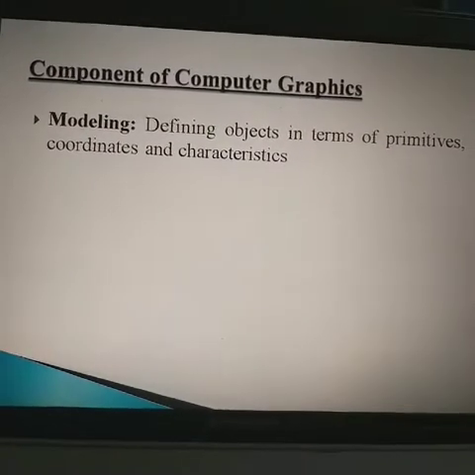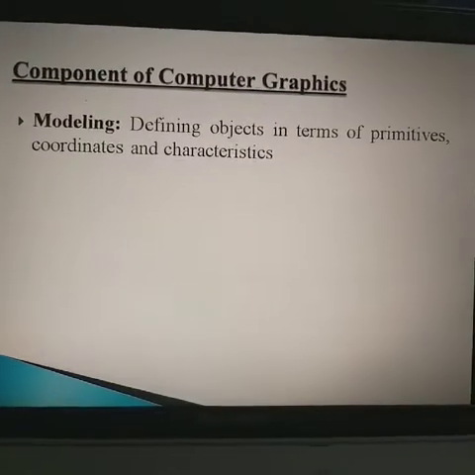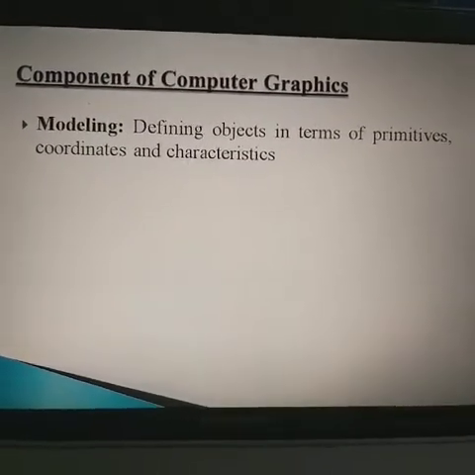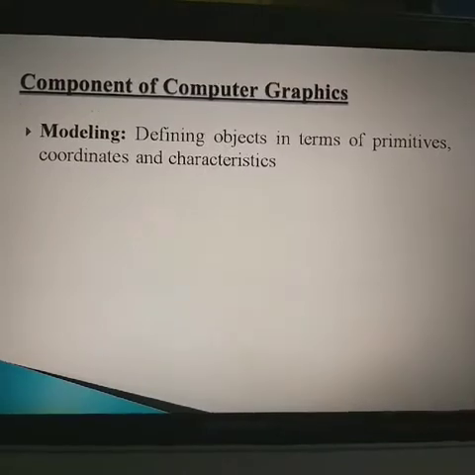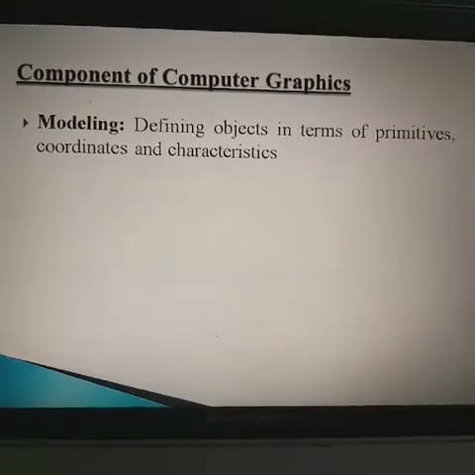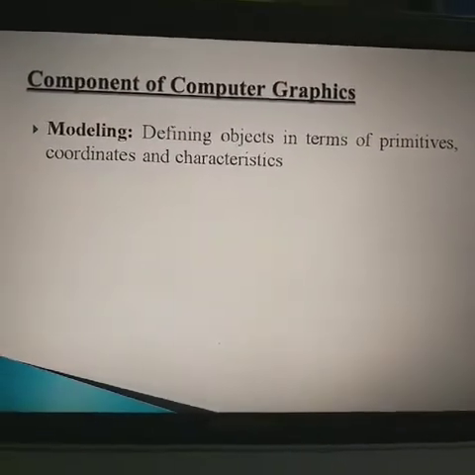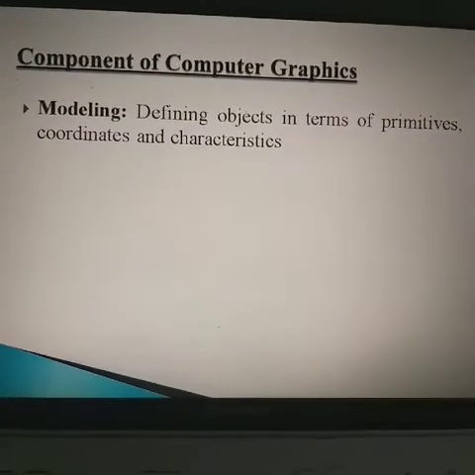The next topic is the components of computer graphics. The first component is the modeling. Basically, the computer graphics components are divided into two parts: the software component and the hardware component. The software component may include, first, the modeling, which is also known as the application modeling.